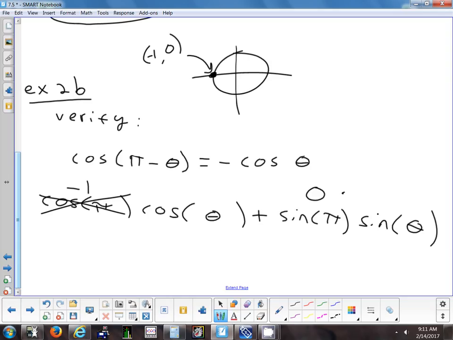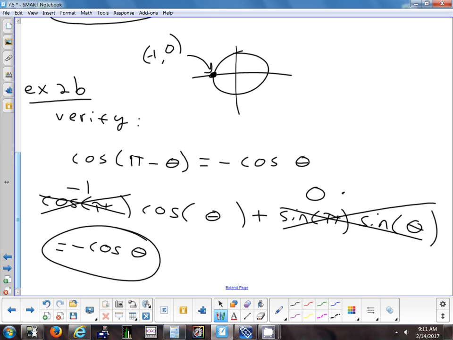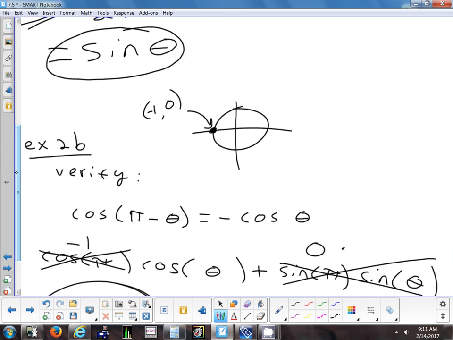So now you have 0 times sine. What's 0 times the sine of theta? 0. 0 times anything cancels that out. And what's -1 times cosine? Negative cosine theta, which is exactly what we were supposed to get.